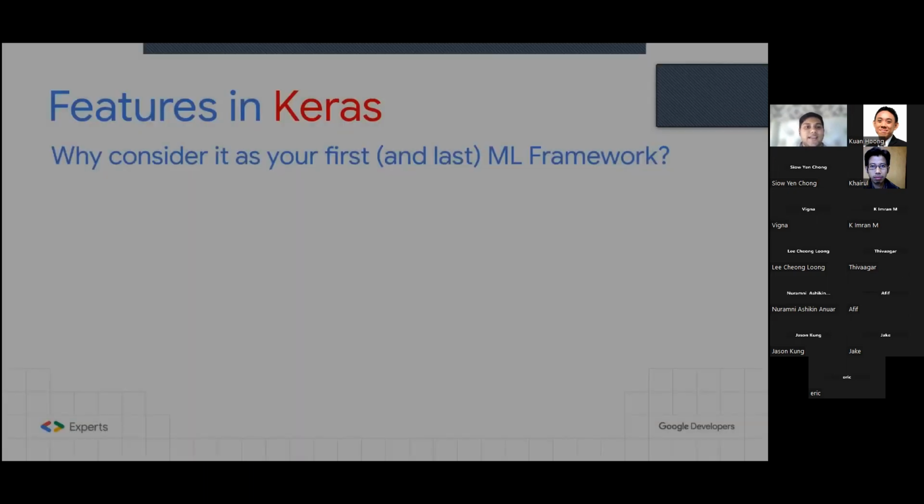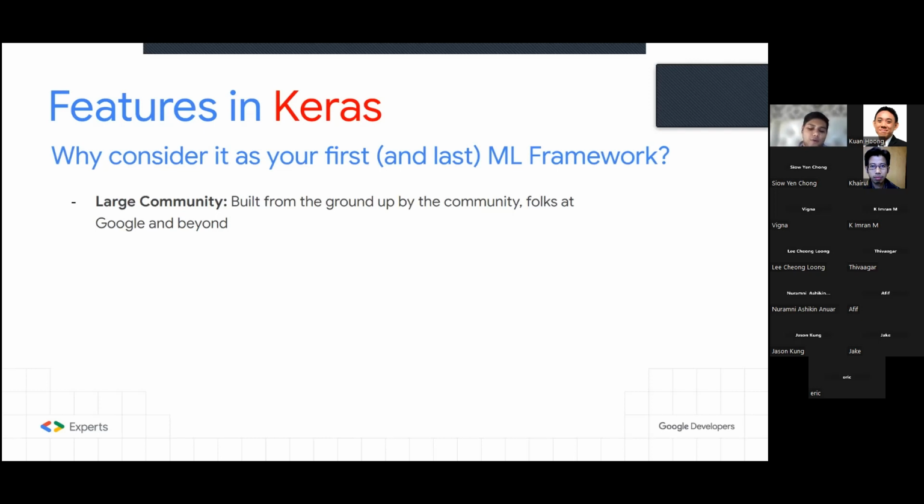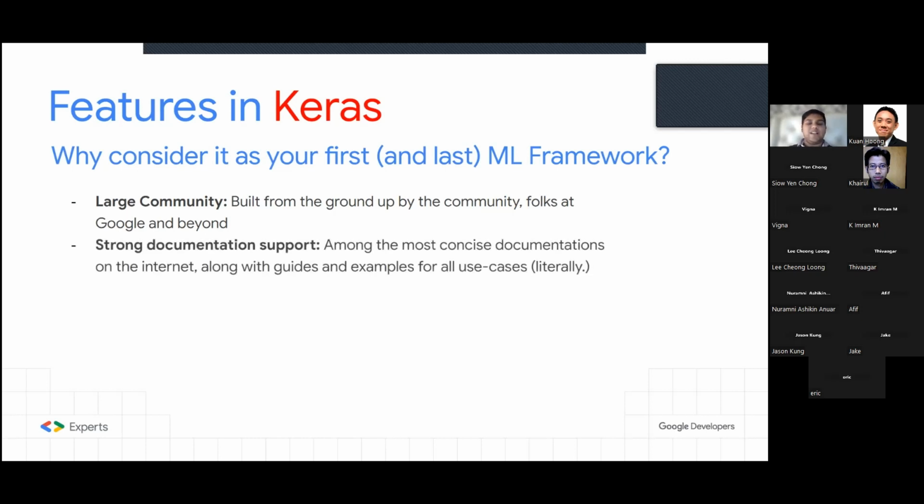So, some features in Keras and why you should consider it as your first and last ML framework. Well, first off, it has a large community built from the ground up by folks at Google, by folks across the world through the open source framework. It has grown to large heights and it is only growing further. Strong documentation support. Keras is one of the most well-documented pieces of software on the internet.